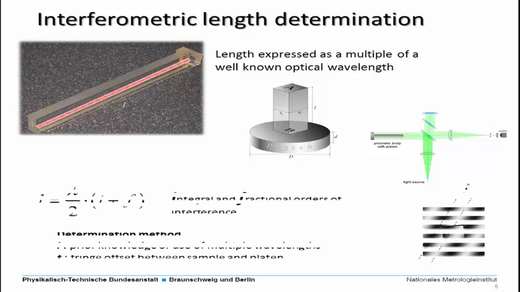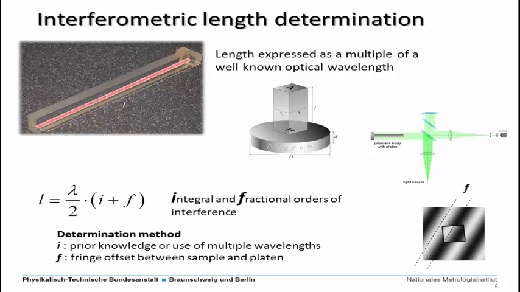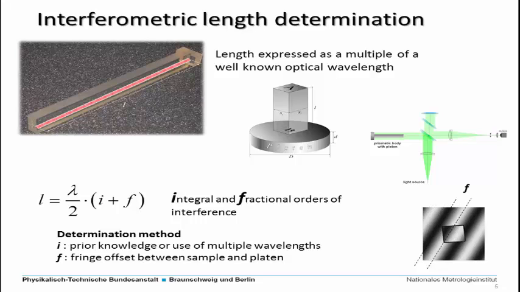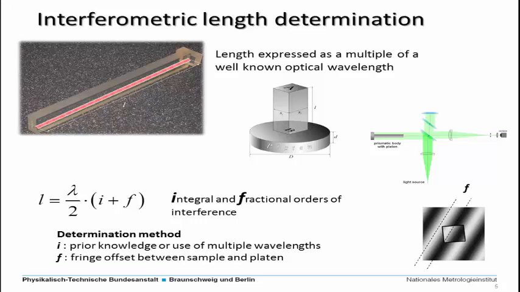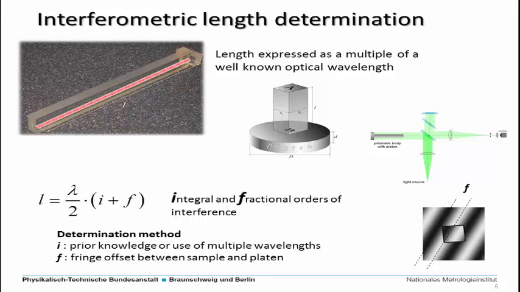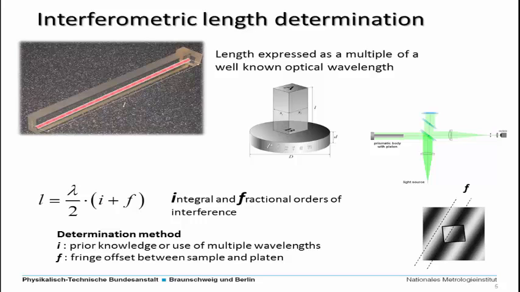And the length can then be defined, as it is stated over there, as a multiple of half the wavelength multiplied by the sum of an integral and a fractional order of interference. So what we are determining is this gap here in this simulated interferogram, the gap between the interference pattern on the surface of the sample body and the surface of the reference plate on which the sample under test is located.